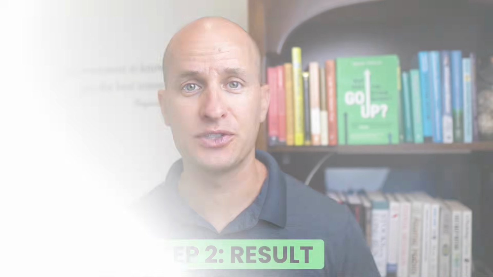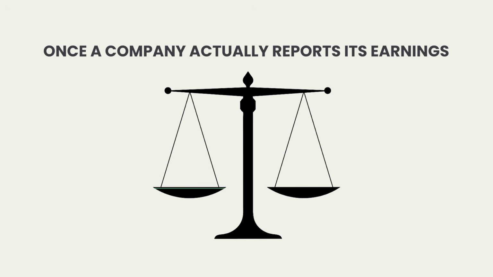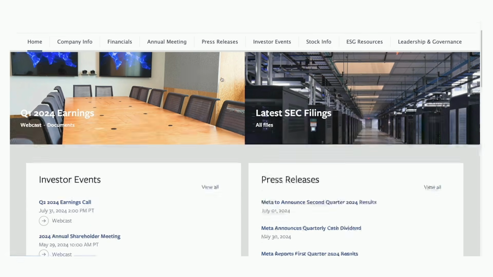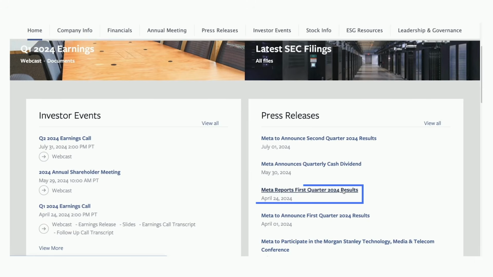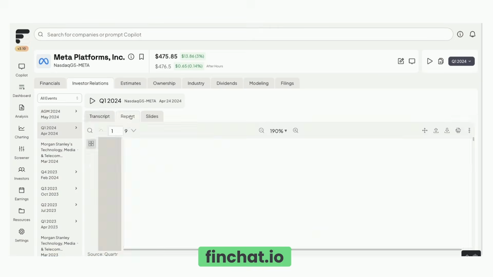Now, once we know the expectations, that brings us to step 2, which is actually monitoring the company's results. Once a company actually reports its earnings, the next step is to compare the company's key numbers to Wall Street's expectations. Now, to find a company's actual earnings results, you can go directly to its investor relations page and click on the company's results, or you can use an aggregator like FinChat and track the company's results and slides right in there. Now, where the numbers are located in each company's report changes from company to company. Sometimes these numbers are right at the top of the report, other times they're hidden down below.